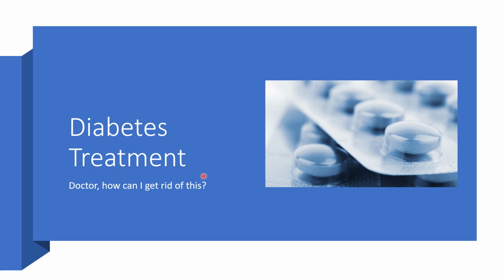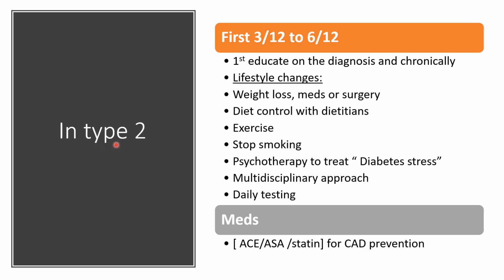Diabetes mellitus treatment. Oh, doctor, how can I get rid of this? Is that a question? Well, I think, do I really have an answer? Might be multiple answers. Let's see. In type 2, first thing first, the first 3 months to 6 months, we'll be dealing with lifestyle changes. So the first thing to do in type 2 is to educate the patient that this is a diagnosis and this is chronic.